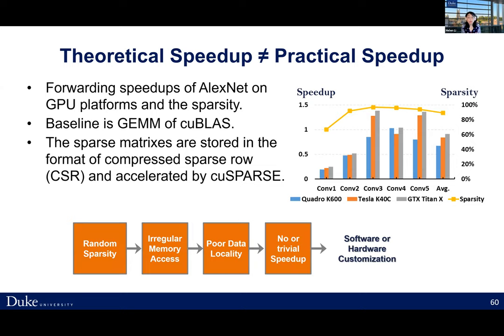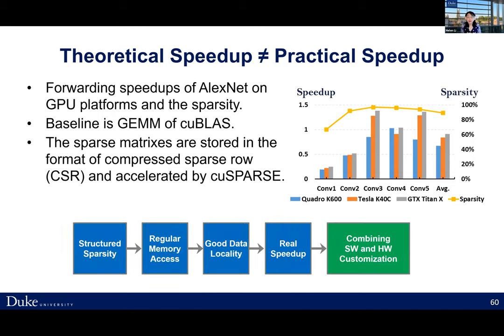This made us very curious, and it turned out that conventional sparsification methods at the algorithm level result in random sparsity, okay? And then, at hardware implementation, it leads to irregular memory accesses and poor data locality, and therefore it doesn't translate into the tremendous speedup as expected, okay? And what we aimed for is what we call structured sparsity.